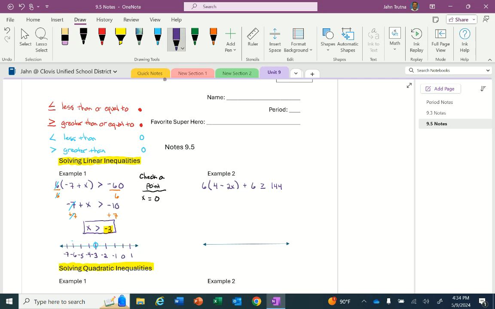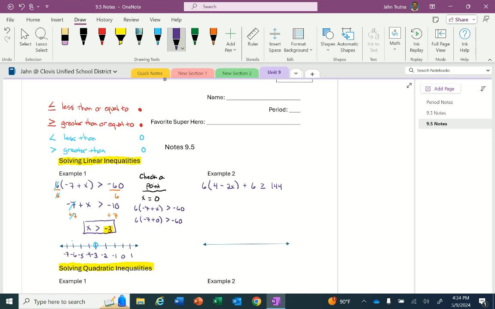So what does that mean? It means I'm going to take my equation, 6 parentheses, -7 plus x is greater than -60, and I'm going to substitute 0 in the place of x. That would make my equation 6 times -7 plus 0 is greater than -60. And I'm going to work this equation out, and I'm going to determine, would the equation after I work it out be a true equation or a false equation?